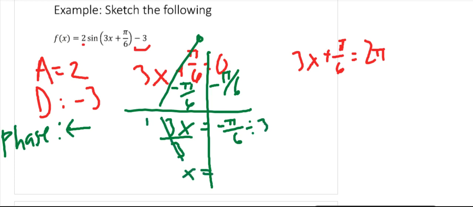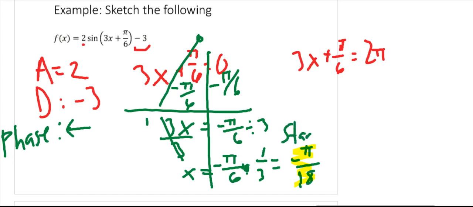And then x is equal to, keep, change, flip. We're going to do that one times, actually, I shouldn't put the little times there. I should put the little dot for times. Flip, we're going to do 1 over 3. And then we'll get negative pi over 18 because we are multiplying. You can put a 1 there if you want with the pi. So this right here is my start. Okay, so let's go ahead and write that start.